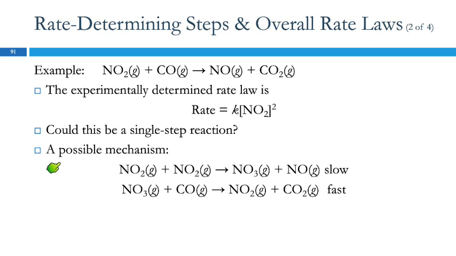A possible mechanism for this is that the two NO2s run into each other. That's where we get this. And they make something different. And then this NO3 collides with the CO and makes the actual products. The rate law for the slow step is what ends up determining the overall rate.